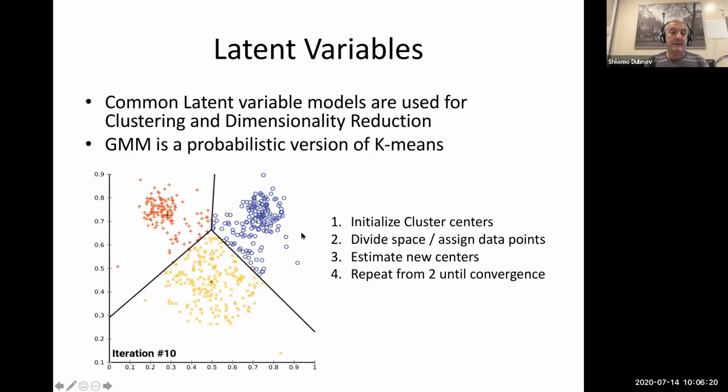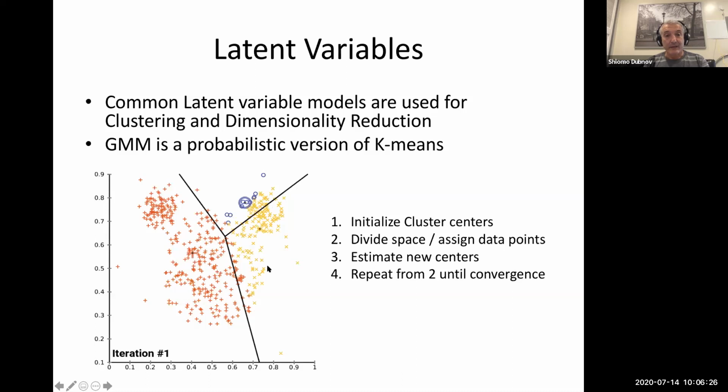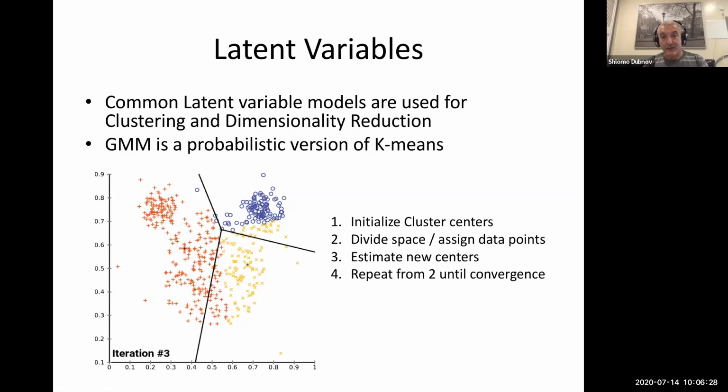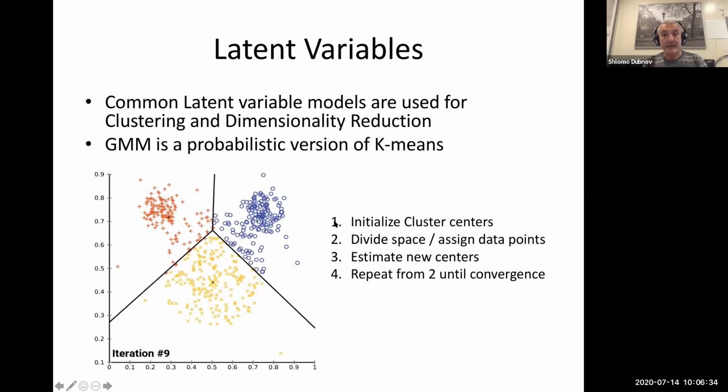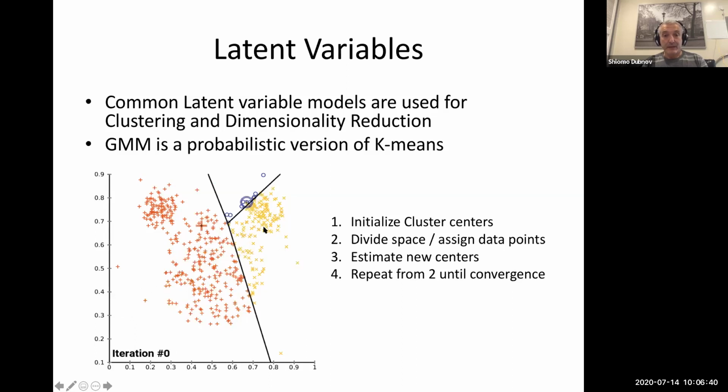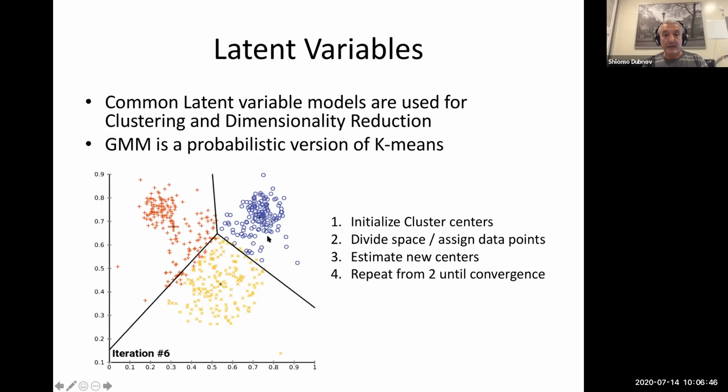So again, this is an iterative process, and we have been looking at this animation for long enough that maybe let's just take one look into one iteration. So I'll walk you through that, but this is what it does, right? It initializes the center clusters. Let's wait for it to restart. Okay, it initializes, it divides them, it estimates new centers, that's the moving, and it repeats until it gets stuck.